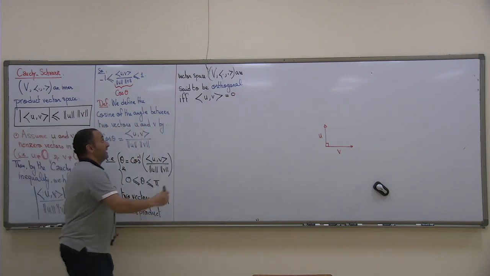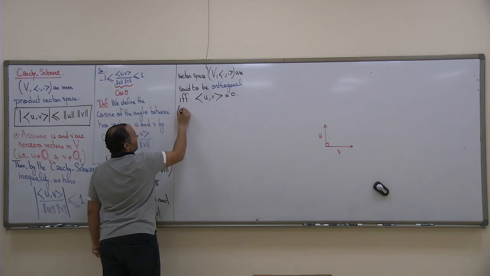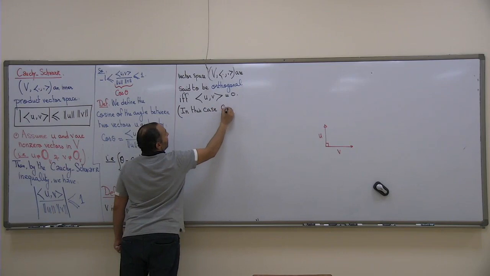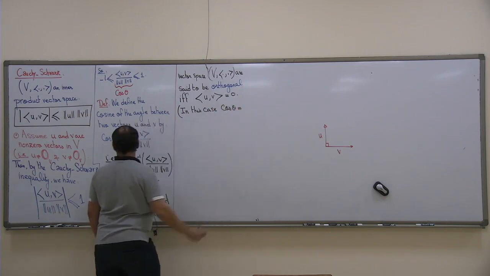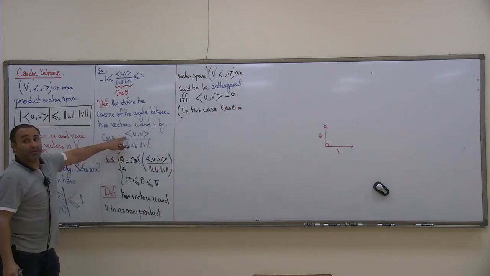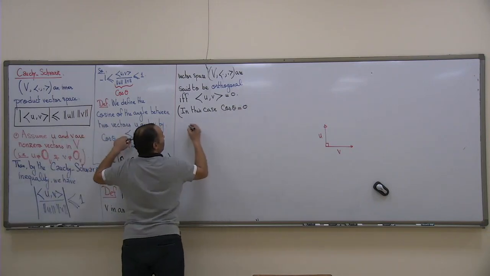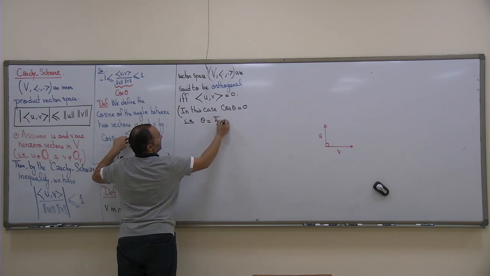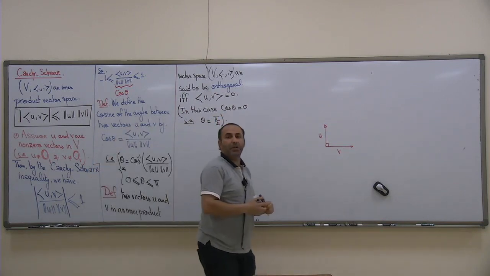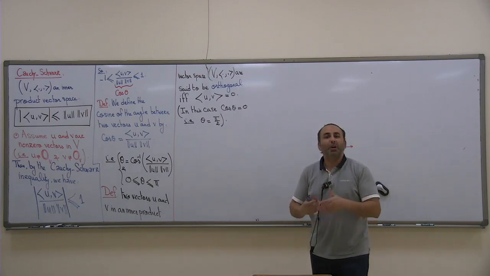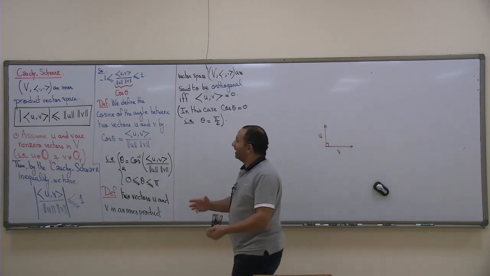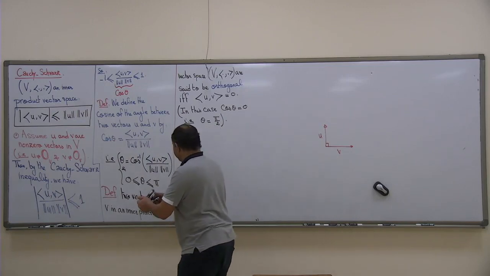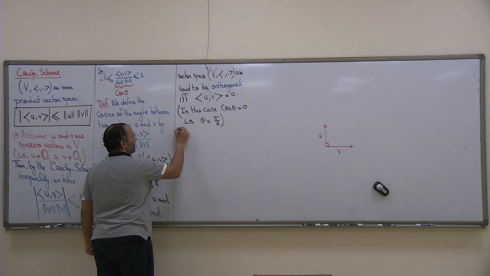Okay, so in this case, the cosine of the angle between them, I come back here, put the inner product equal to 0, and that means theta is equal to pi over 2. So this is really the motivation for why we use this terminology, orthogonal to each other, because the angle between them will in this case be equal to pi over 2.